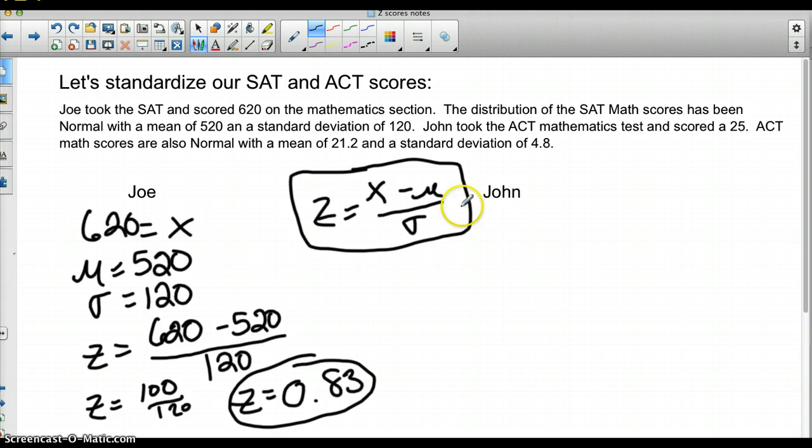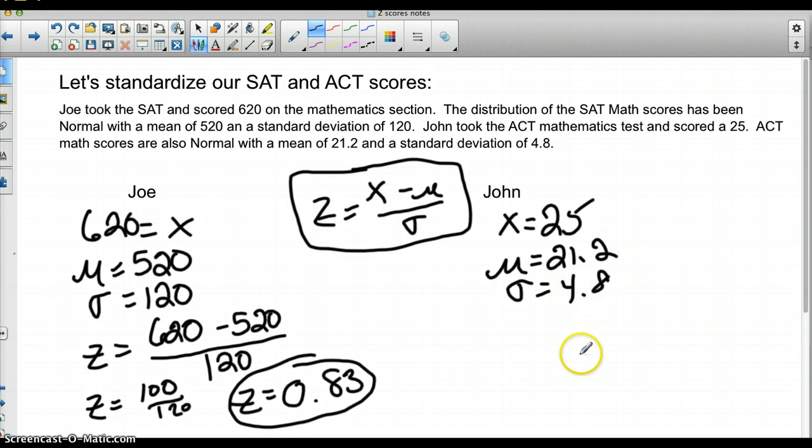So now let's do the same thing for John. So John's info, we have his score was 25, so x equals 25. The mean of the ACTs is 21.2, and the standard deviation is 4.8. You're not always going to have numbers that are whole numbers. Sometimes you may get decimals. So now do your substitution.